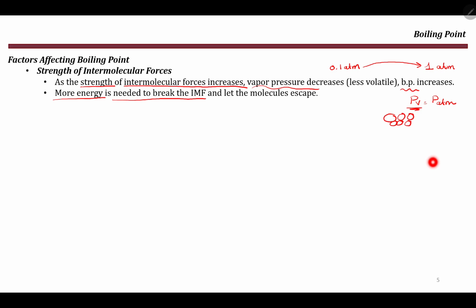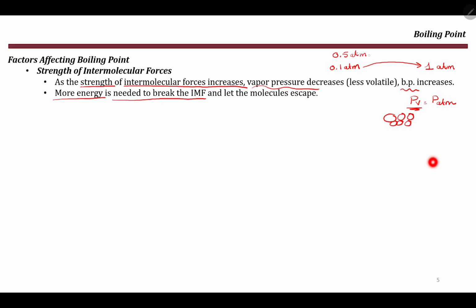Whereas let's say your compound has weak intermolecular forces, which means that your compound has so many gas molecules above the liquid surface, and this means that the vapor pressure of this liquid is high, let's say 0.5 atmosphere.